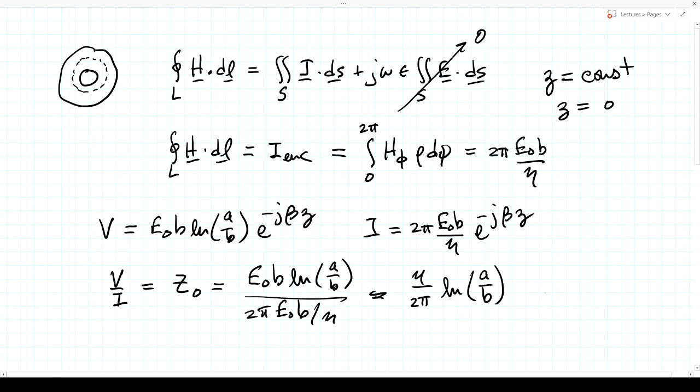And probably in one of your undergraduate electromagnetics courses, you derive this expression for the impedance of a coaxial transmission line. Again, where eta is the intrinsic impedance of the material, the dielectric that is in between the two conductors.